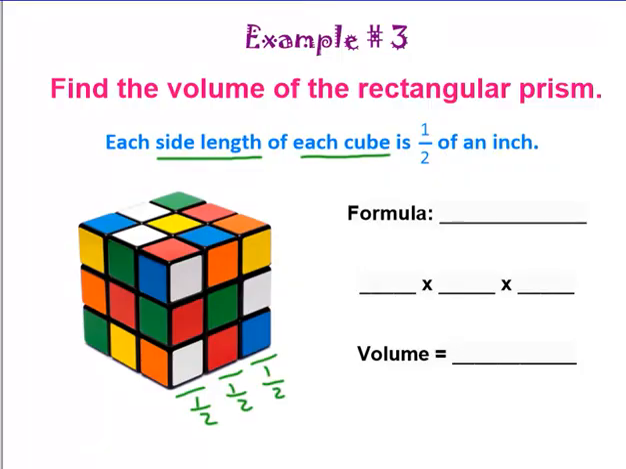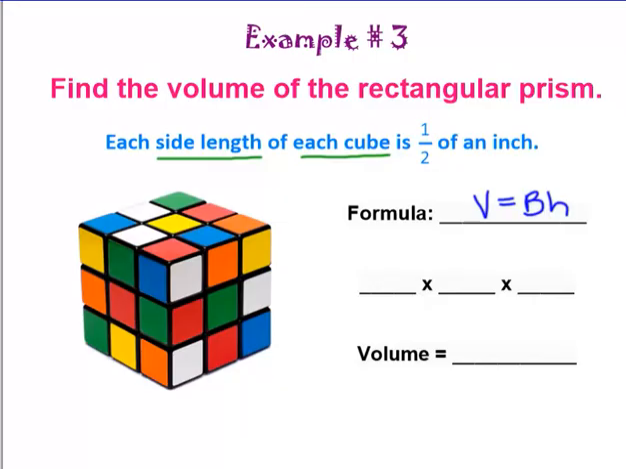And I'm going to go ahead and erase that. We're going to use the exact same formula in order to solve. So I'm going to write that down first. Volume equals big B times H, where the big B is going to be our base. Okay, so if each side length is 1/2, that means I have 1/2, 1/2, and 1/2. And so that's going to be 1/2 times 3.